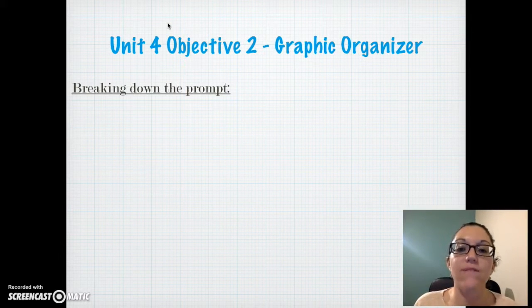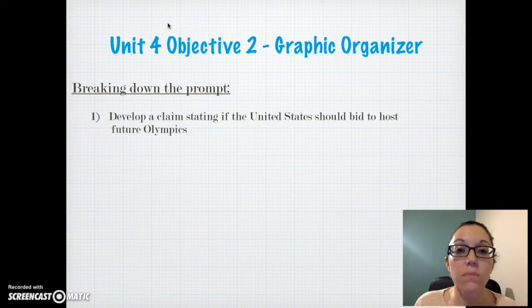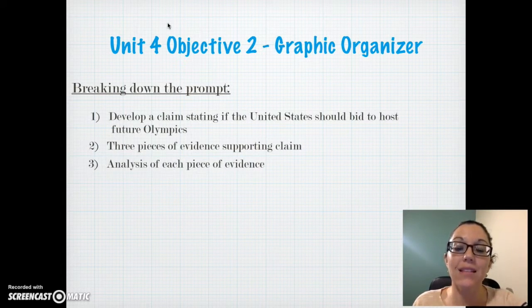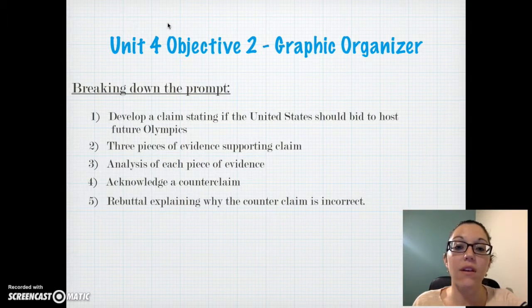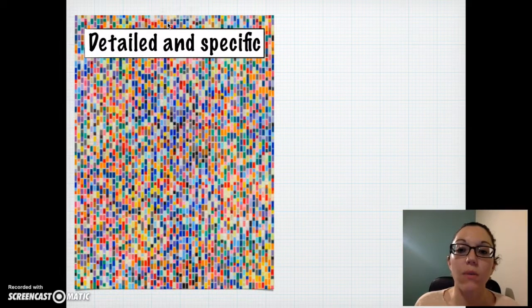Based on this prompt, there are 5 distinct components that the students must complete. Number 1, they need a claim stating if the United States should bid to host the Olympics. Number 2, they need 3 pieces of evidence supporting their claim. Number 3, they need analysis of each piece of evidence. Number 4, they need to acknowledge a counterclaim. And number 5, they need a rebuttal explaining why the counterclaim is incorrect. Therefore, when we go to develop the graphic organizer, we need to ensure that all components are represented.